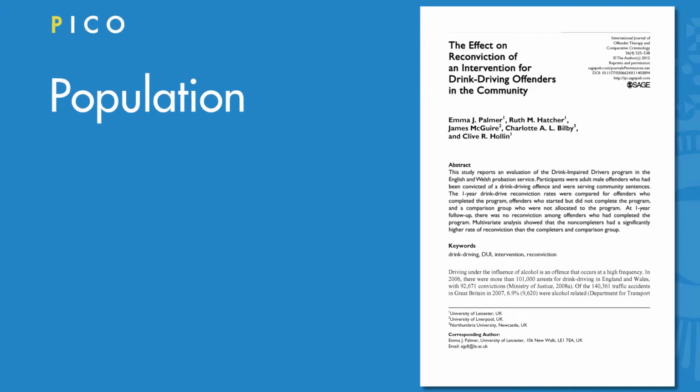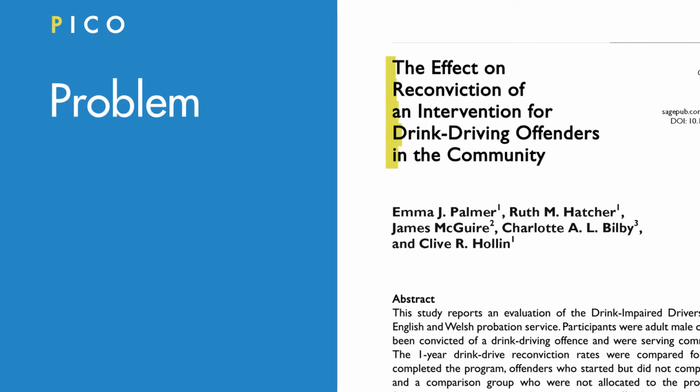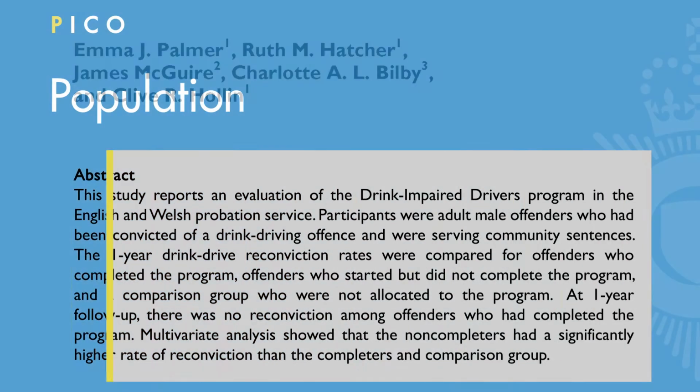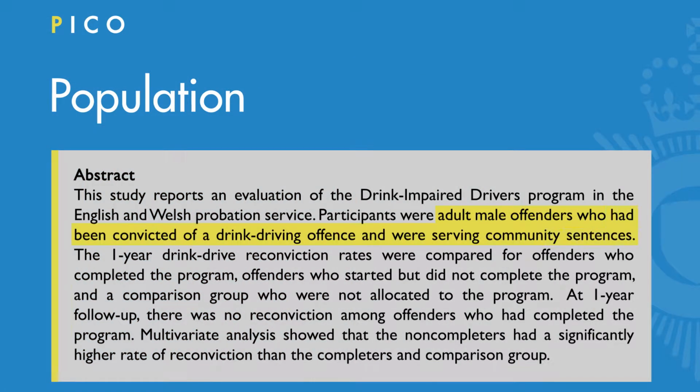P is for the population. Who are the people this question's about? And problem. What is the problem or issue being looked at? In this study, the problem is a reconviction of drink driving offenders, specifically whether the intervention helps reduce this problem. The population, adult male drink driving offenders who are serving community sentences.